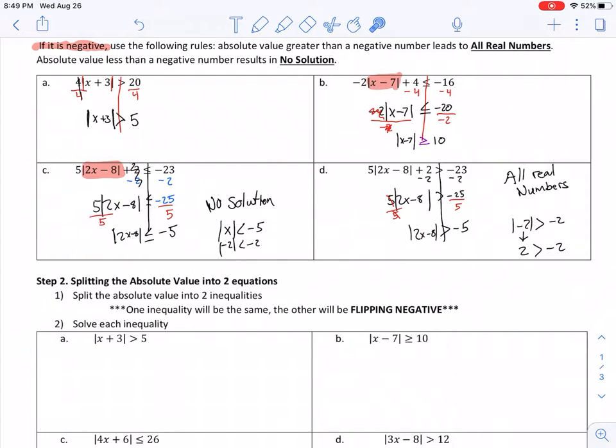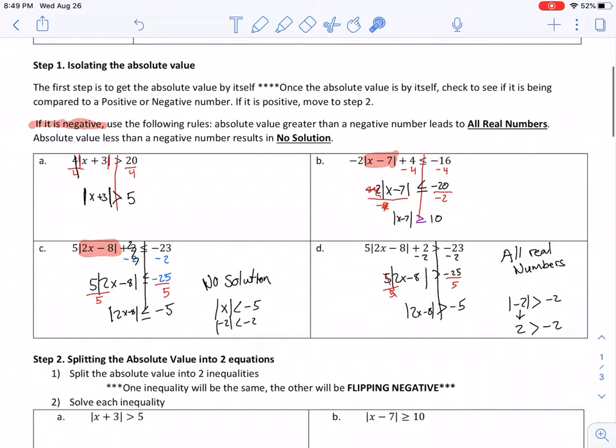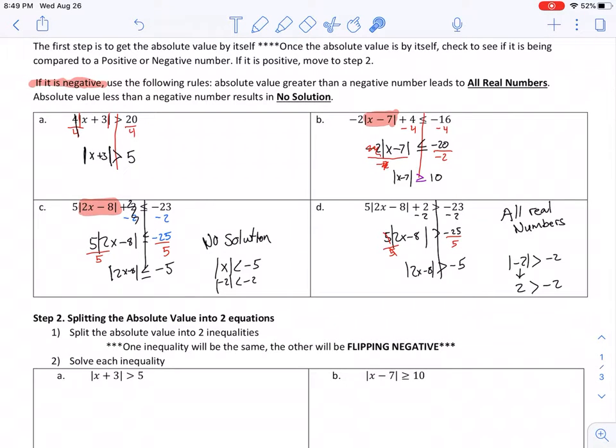Okay, so we've learned how to isolate the absolute value. So we just practiced that here. If you notice, the answers I got for 1 and 2, or for A and B, correspond with what we're working with down here. So the first step is to isolate.